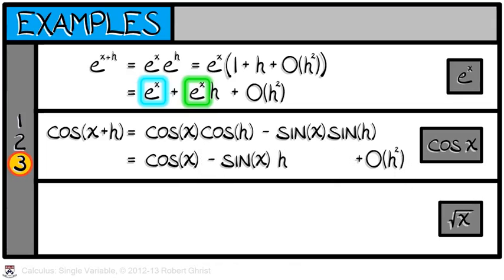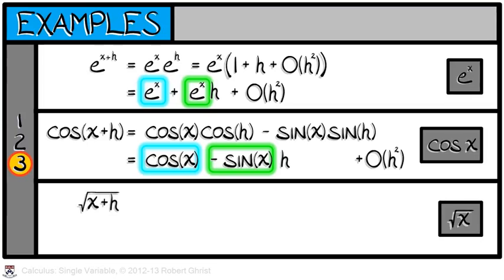Now, if we take these terms and rearrange them a little bit, we get a 0th order term of cosine of x, as we must. The first order term has as its coefficient in front of h negative sine of x, the derivative of cosine of x.